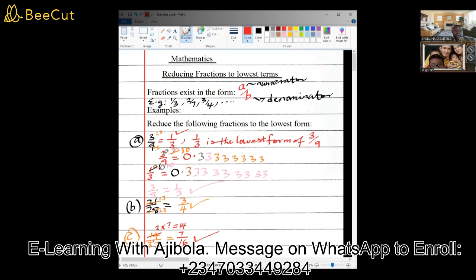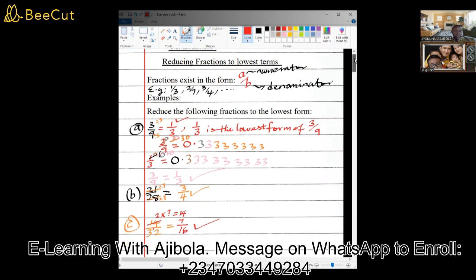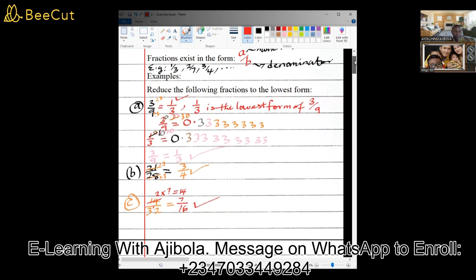Now, having looked at these 3 examples, I will give you one to try, okay? Let us assume that you want to try the fourth option. The fourth option, I'm going to write it today. So option D.